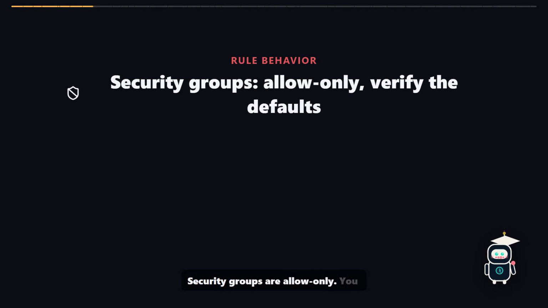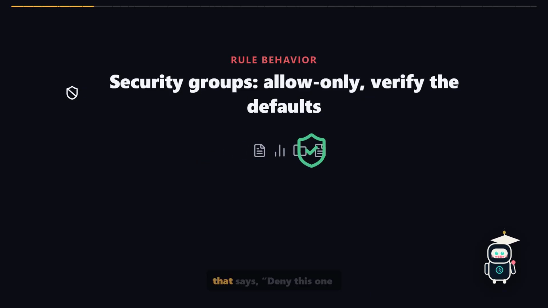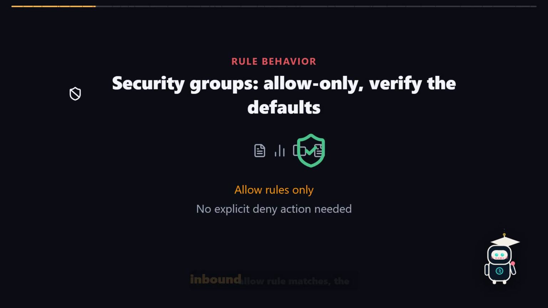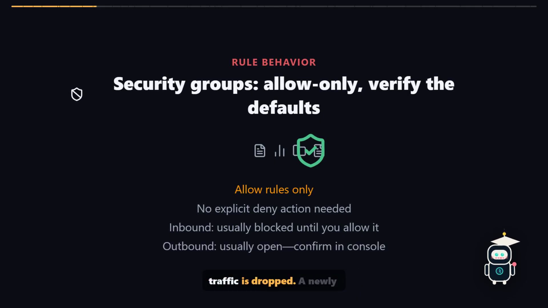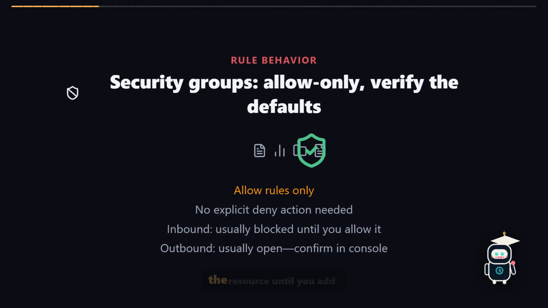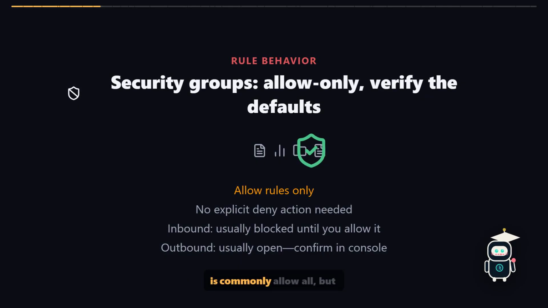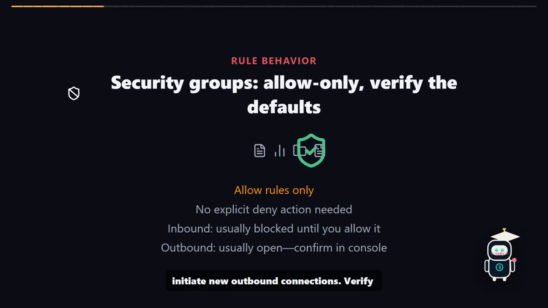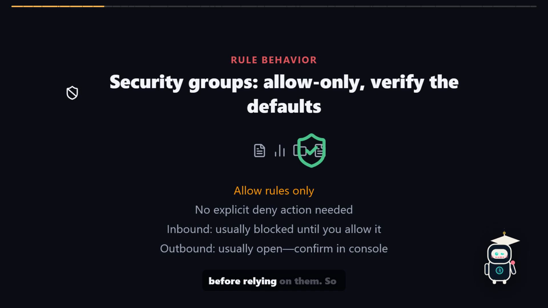Security groups are allow only. You do not write a rule that says, deny this one bad IP. Instead, if no inbound allow rule matches, the traffic is dropped. A newly created non-default security group normally starts with no inbound allow rules, so nothing can reach the resource until you add one. Its default outbound rule is commonly allow all, but remember what that means. It allows return traffic, and it also allows the resource to initiate new outbound connections. Verify the rules in the console before relying on them.